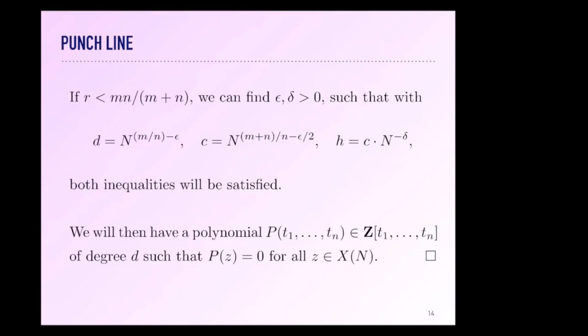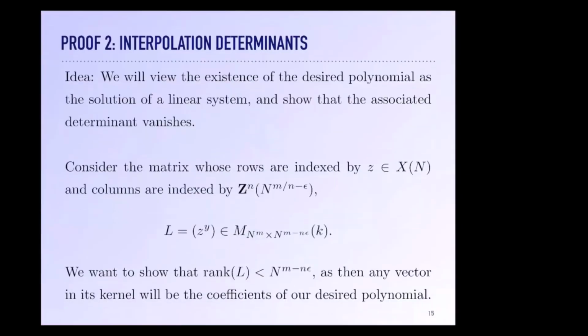Okay, now I want to give a different proof, and I'll focus on the complex case because I think that's what most people are familiar with. And again, this uses determinants. So this is hopefully very much in line with the lecture series of Heath-Brown. Okay, so the idea is we'll view the existence of the desired polynomial as the solution of a linear system and show that the associated determinant vanishes. And this idea in transcendence theory is called the theory of interpolation determinants.